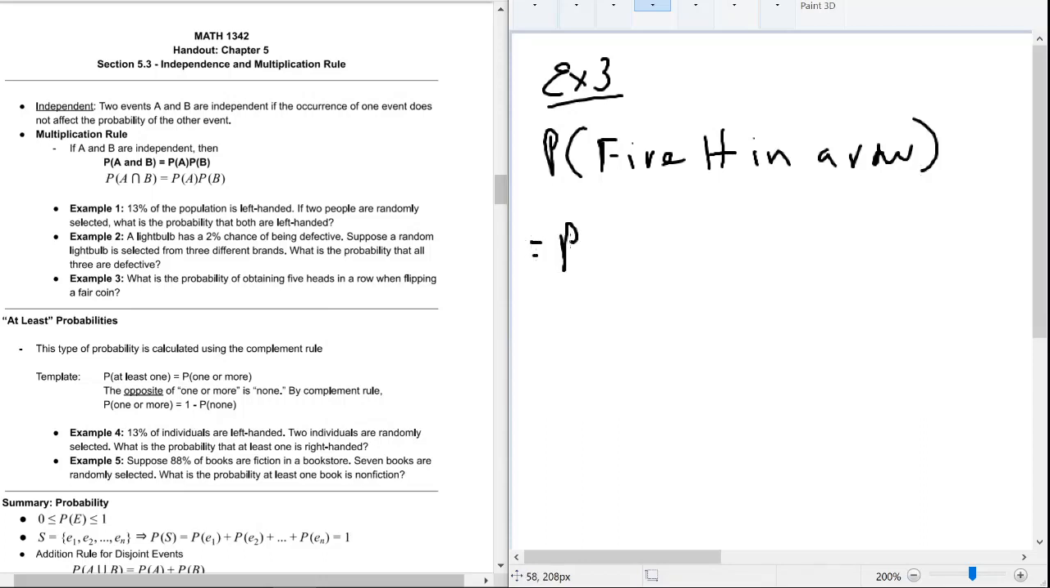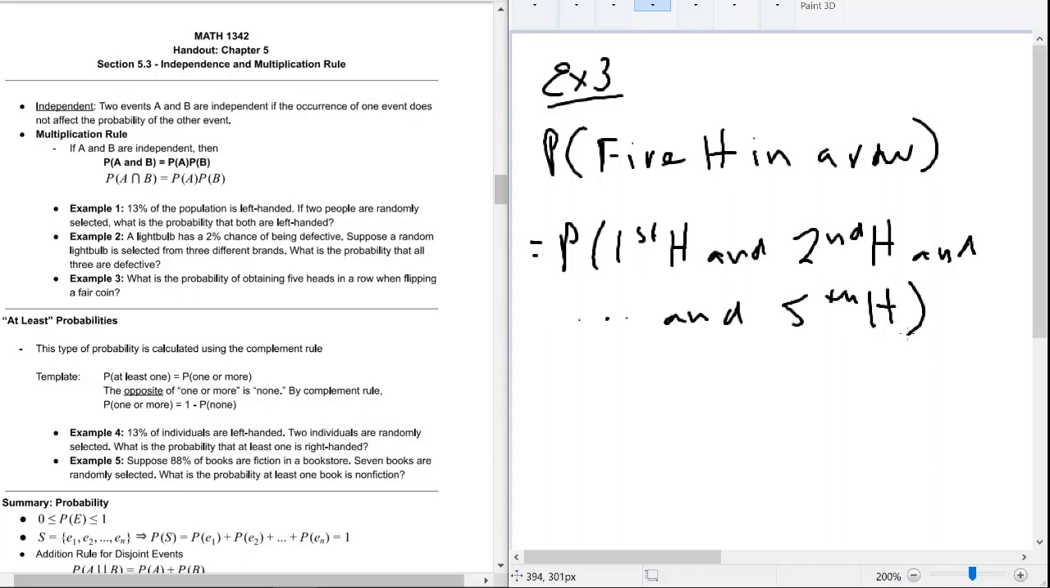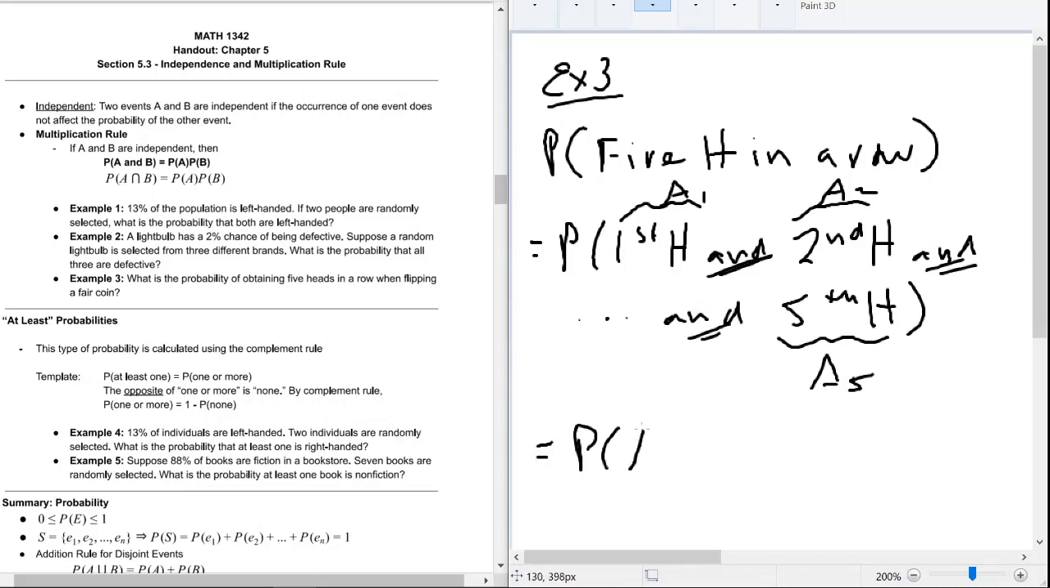That means if you're going to get 5 heads in a row when you're flipping a fair coin, that means that the first coin was heads and the second coin was heads. Is that right? And if we keep going, the fifth was heads. So here we have these events occurring with the keyword and. Now, first of all, let's give these events names. Let's call this A1, this A2, and this one A5. So we have the probability of A1 and A2 and all the way through A5.